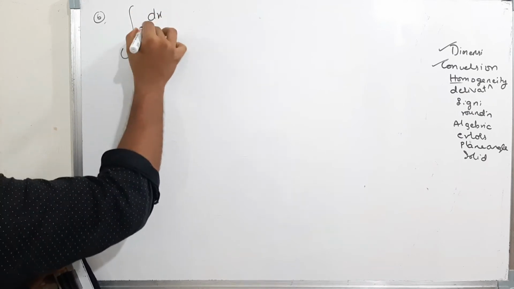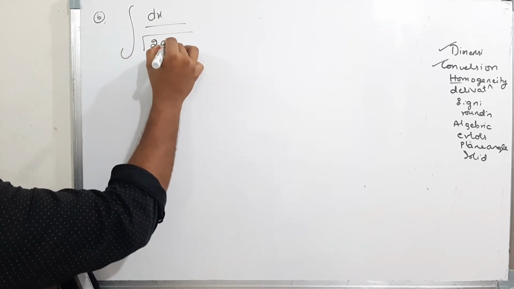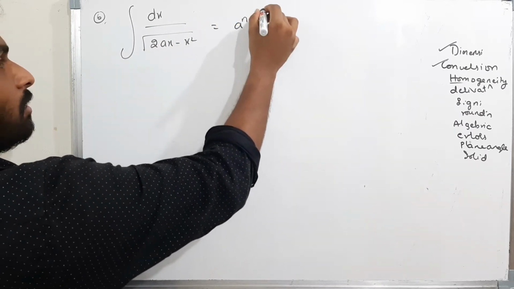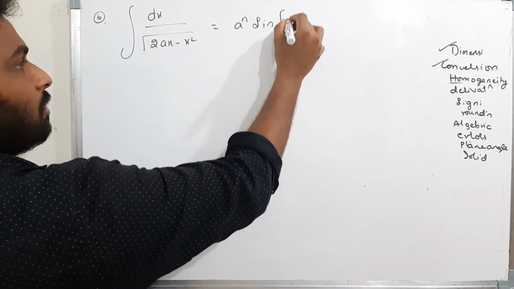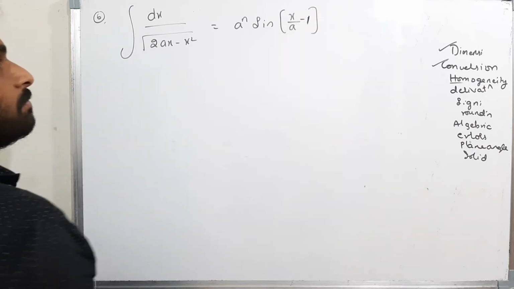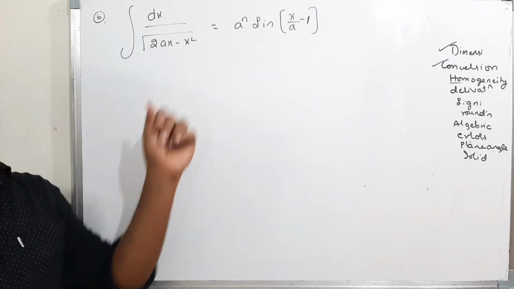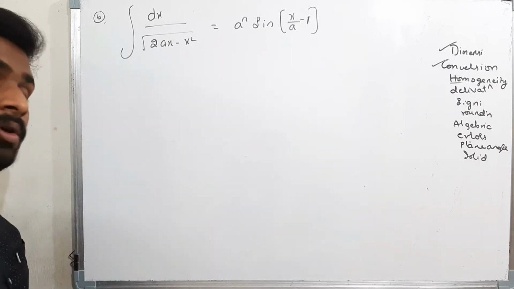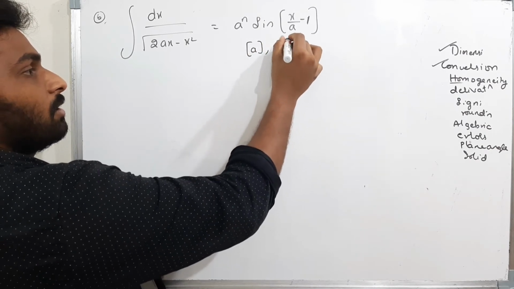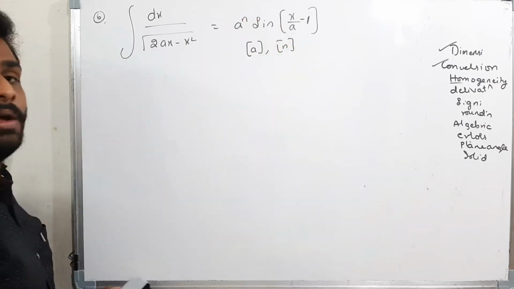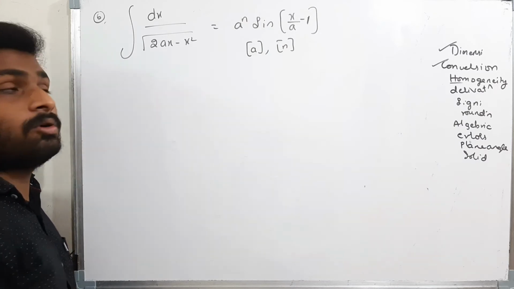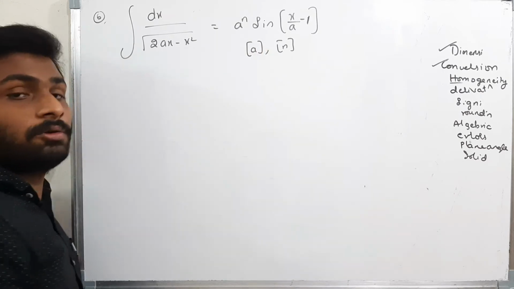Integration of dx by root of 2ax minus x square must be equal to a power n sin of x by a minus 1. This is the equation they give, and now they told to find the dimension formula for a and the dimension formula for n. Now, what do I have to do?